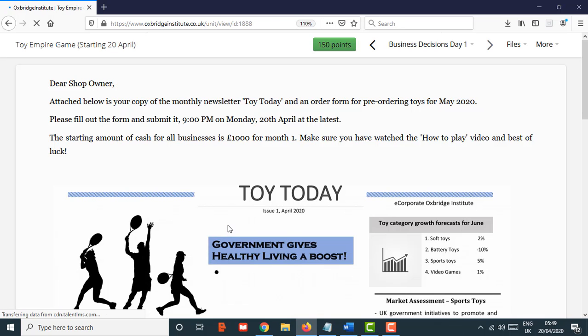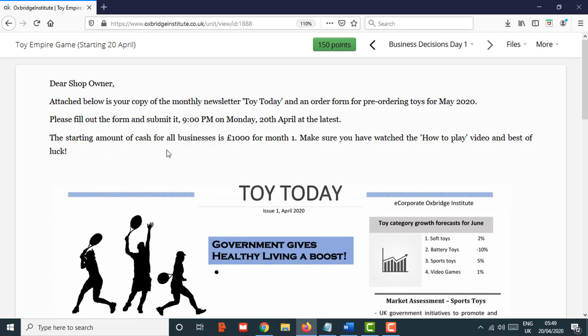This is basically a newsletter. So there's a welcome message. Attached below is your copy of the monthly newsletter Toy Today and an order form. This is the form we just downloaded. Please fill out and submit it by 9 p.m. on Monday, 20th of April. So all your decisions have to be in by 9 p.m. Otherwise, they might not be incorporated for the next round.